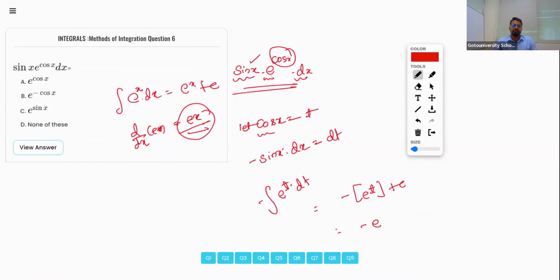So now what is e power t? It is minus e power what? What have we observed? Yes, it is e power cos x plus c. Right? Any question in this? It is minus e power cos x plus c, which is not there in the options. So the answer must be what?